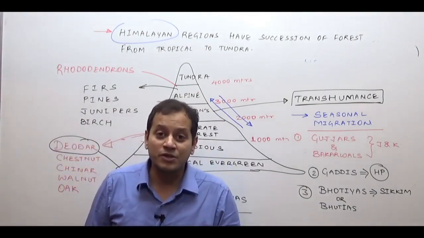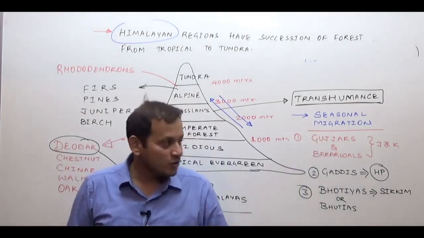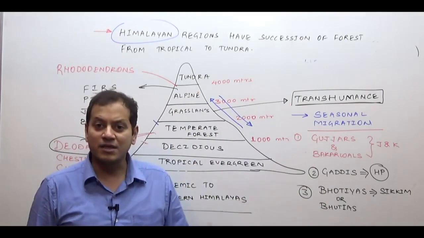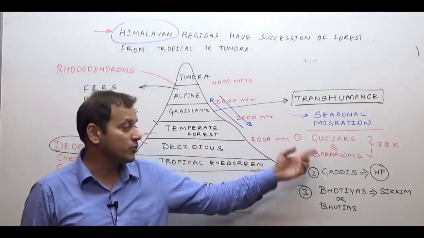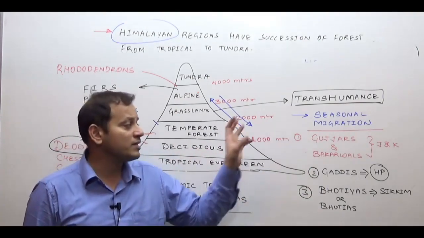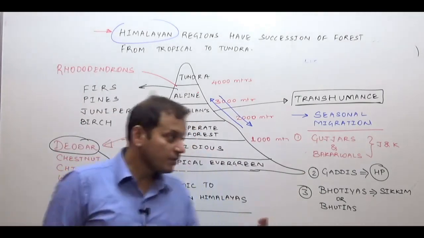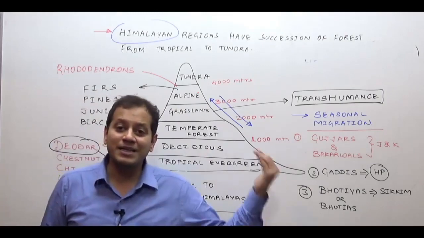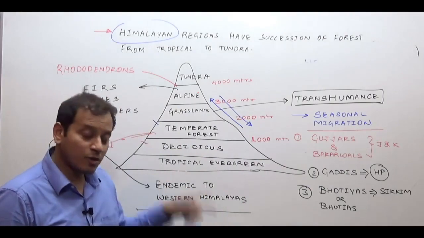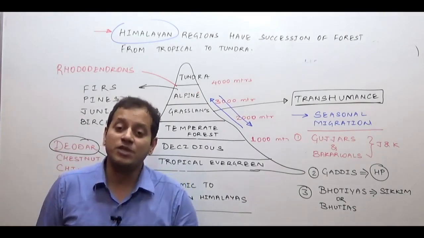What is transhumance? Transhumance means seasonal migration along with their animals. So where in India? Mostly in the Western Himalayas, or even in the Eastern Himalayas, in Sikkim, but in the Himalayan region. What are the tribes? Gujjars and Bakarwals, Gaddis and Bhutias. Or the second question can be, Gujjars and Bakarwals are the tribes of which state? The third question is, which national park in India has a variety of vegetation from tropical evergreen to tundra? Remember the national parks of Arunachal Pradesh, the national parks of the Eastern Himalayas.